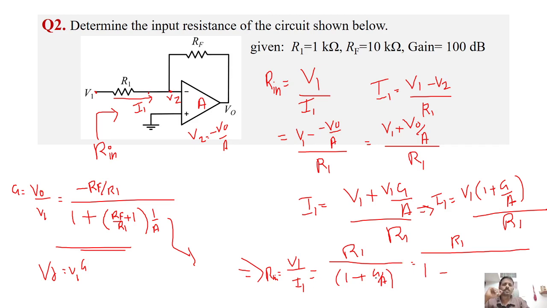So we were substituting this value G here. G is like minus Rf by R1, so plus minus Rf by R1 by 1 plus Rf by R1. Sorry for my handwriting. Plus 1 into 1 by A, and there is an A factor here, so I will just substitute that also, so this into 1 by A. Okay, so this is the input resistance. This is how we will find the input resistance. So I have solved it here.